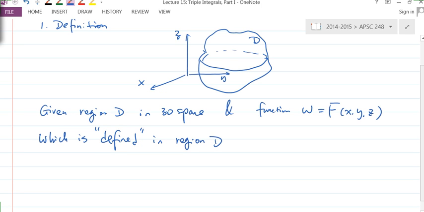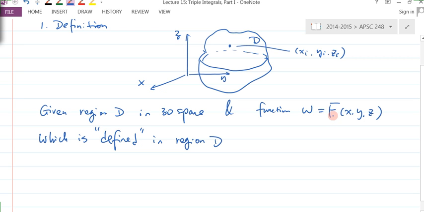So what does this mean? When we did double integrals, we had a similar definition: a function f of x, y, a function of 2 variables, defined in the region R. When you see defined, it means that if we pick any point inside this region D, let's say this point is xi, yi, zi, and you plug the coordinates of that point into this function f, then a value comes out of this function f. That's what it means to be defined.